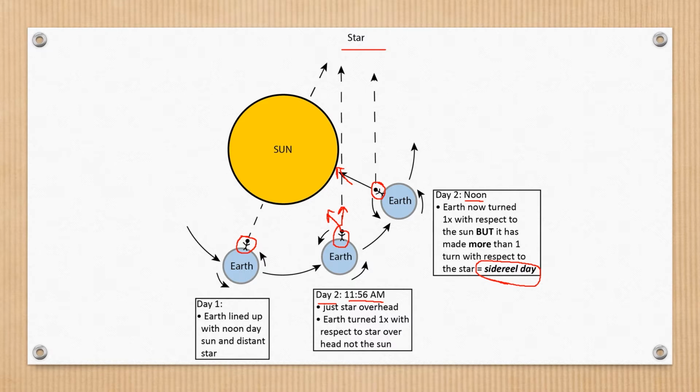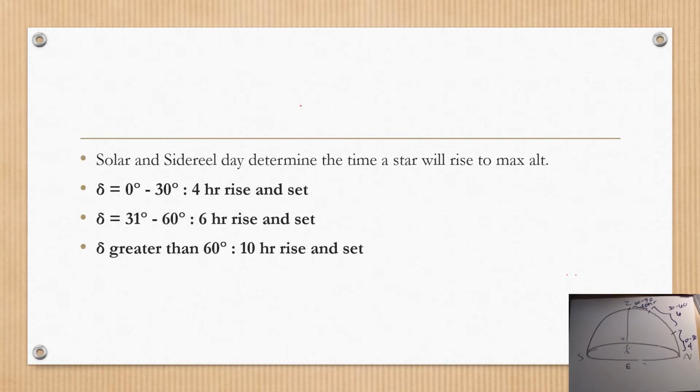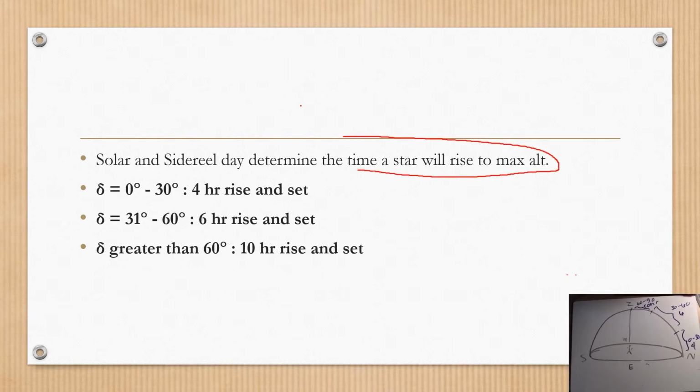So in this case, we have to do a little bit of an extra turn in order to get to the sun. And that little bit of extra is the sidereal day. So the solar and sidereal day will actually determine the time a star will rise to its maximum altitude.